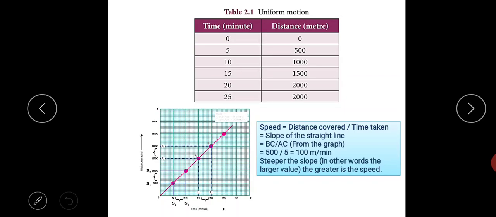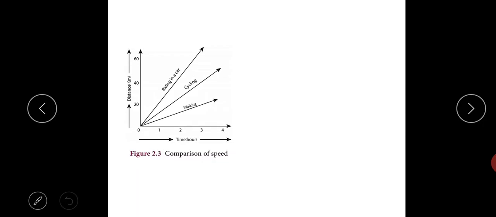Yes or no? So for every 5 minutes he is covering 500 meters, like 100 meters, 100 meters. He is covering that for every minute. Is it clear, children?